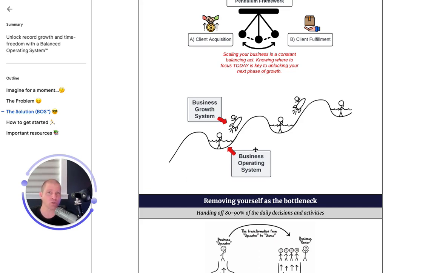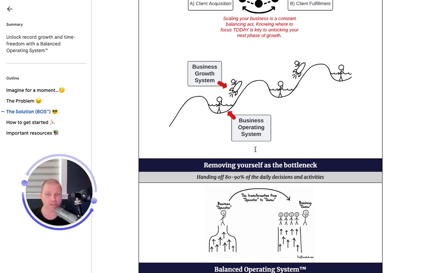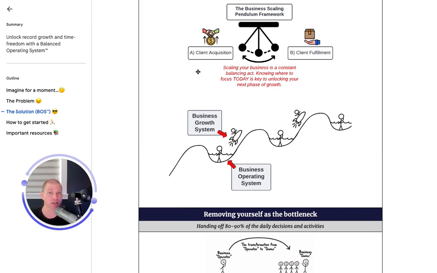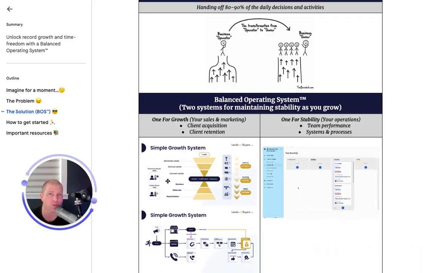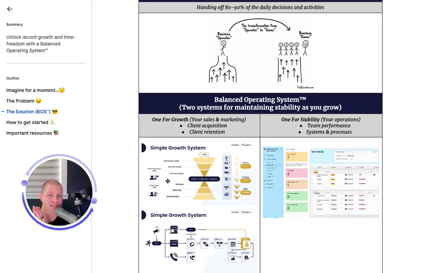And these are the two systems that businesses need. So if we focus too much on the sales side, we're creating future problems for ourselves and for our team. And if we're not proactive in solving those problems, you're going to feel overwhelmed. So when we're talking about balance, we're talking about a balance between client acquisition, your ability to acquire customers, and client fulfillment, your ability to fulfill customers by having the right team in place, by having the right system around your team. So when we talk about a balanced operating system, we're talking about two systems for maintaining stability as you grow.